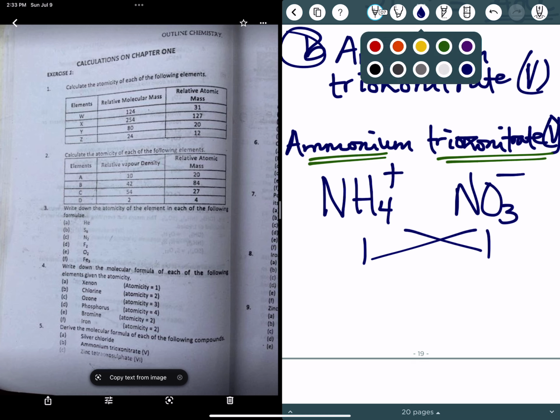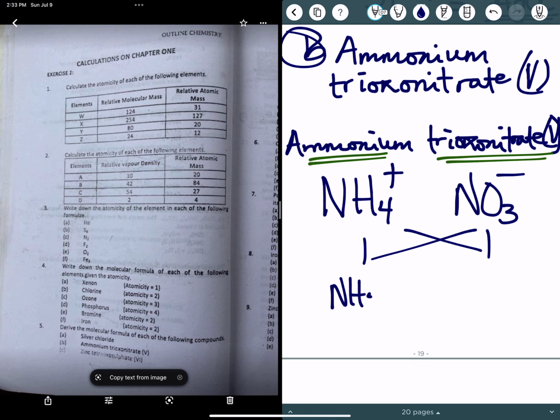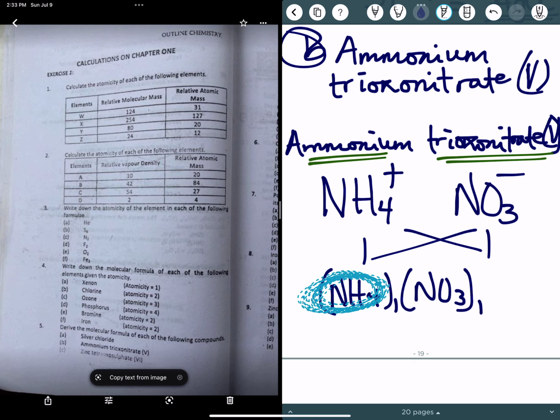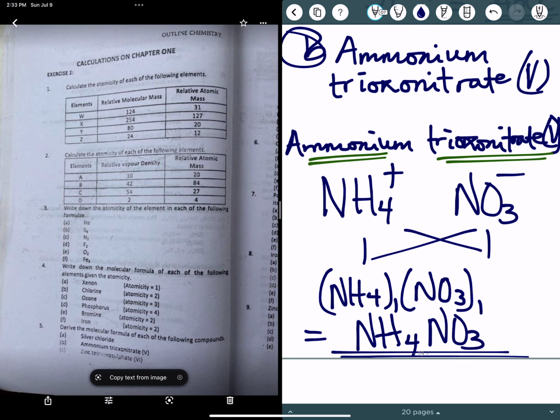There will be exchange of valency when they come together, and I will get NH4 1, NO3 1. I'm keeping this in bracket because this radical or ion is not made up of one element. It is made up of nitrogen and hydrogen. Here too, the trioxonitrate 5 anion is not made up of one element. It is made up of nitrogen and oxygen. So NO3 minus. But because they just appear once each, I can throw away the ones and the bracket. I'll get NH4NO3. So that's the molecular formula of ammonium trioxonitrate 5.